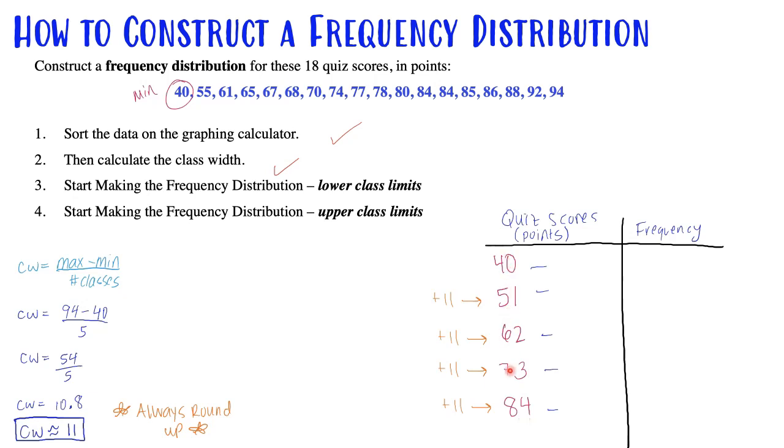From there, we're going to calculate the upper class limits, which in my opinion, I think is pretty easy once you have all of your lower class limits. It's always just going to be the previous whole number. So if this is 51, it's going to be 50, 62, 61.